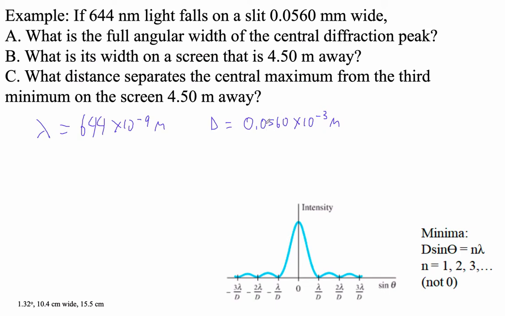Okay, so let's see. What is the full angular width of the central diffraction peak? Well, it's going to be twice this half width, right? So let's answer A. Sine of theta is just going to be lambda over d. Then this is the half angle. So half of the angle is the inverse sine of lambda over d, and then twice that, 2 times theta, will be the full angular width, because I'm figuring out this whole distance here.